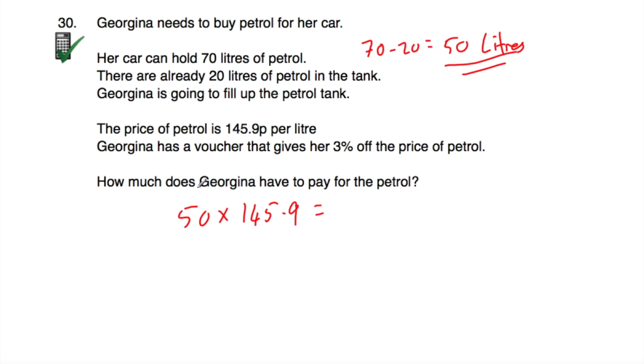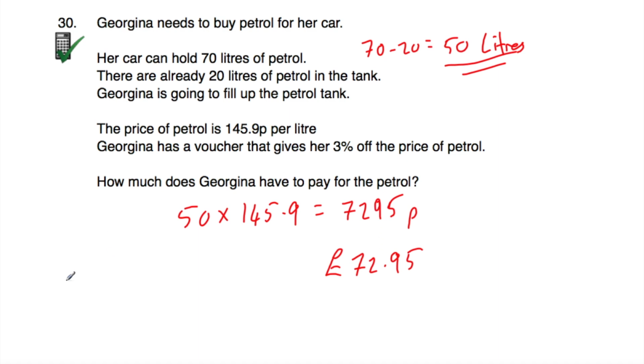So 50 multiplied by 145.9 is equal to 7,295 pence, or £72.95. So that's how much it should cost Georgina to put the petrol into her tank. That extra 50 litres should cost her £72.95. But she's got a voucher, and that voucher gives her 3% off the petrol price. So we need to reduce this by 3%.